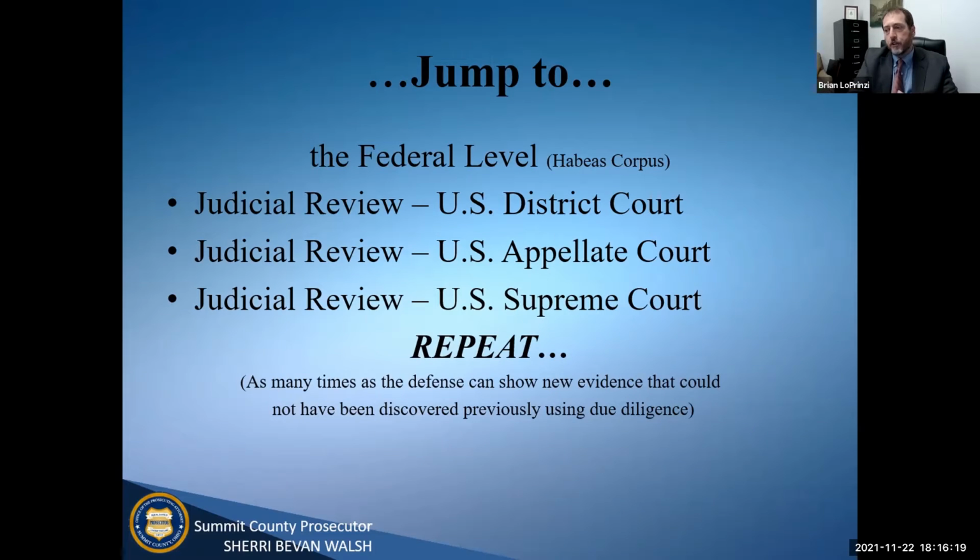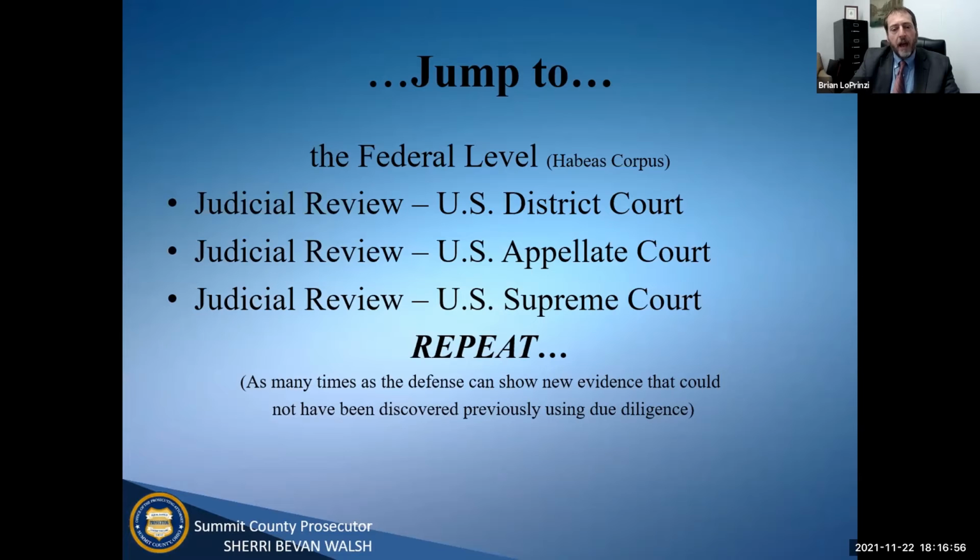So once you've exhausted all those things that I went through just now, then a defendant has the right to jump over to the federal system and start the whole process with the United States District Court. And if they're not successful there, they move to the United States Appellate Court and then up to the United States Supreme Court. And a lot of times when we hear about death penalty cases that seem to linger on, I would tell you that in the state of Ohio, I believe it's about a 15-year appeal process once a sentence is imposed.